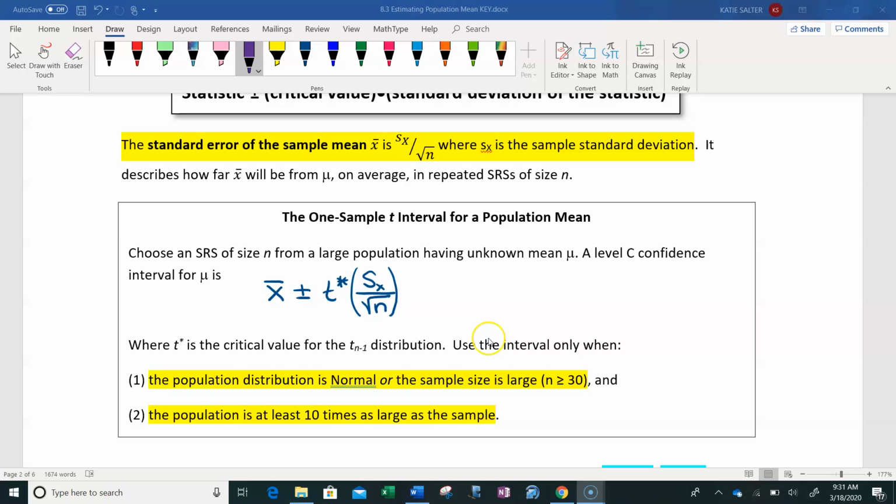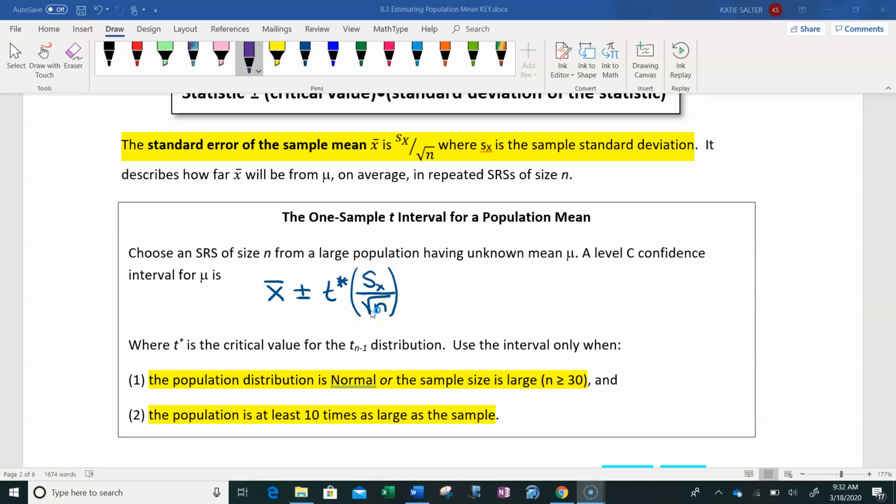Okay, so the standard error of the sample mean x bar is s sub x divided by the square root of n. And this is also on your formula sheet. To calculate the confidence interval, the name of it is going to be a one sample T interval for population mean. And it's just like the ones we did earlier. It's always going to be in the form of the statistic plus or minus the critical value times the standard error of the statistic.